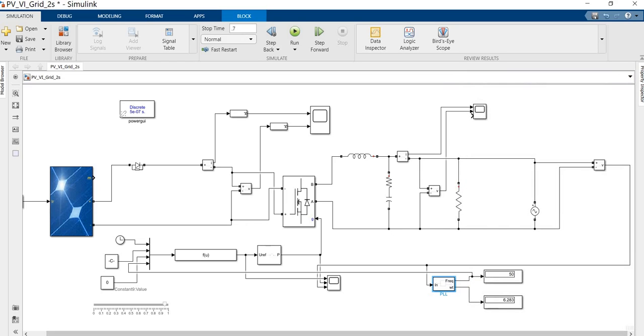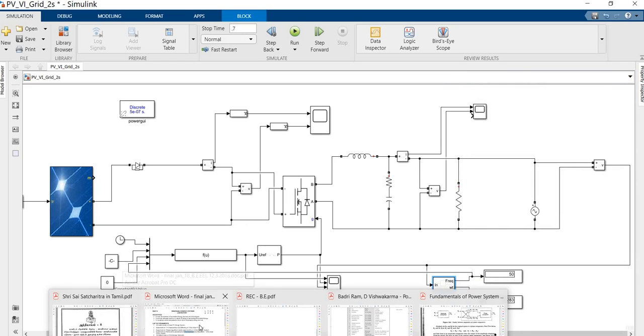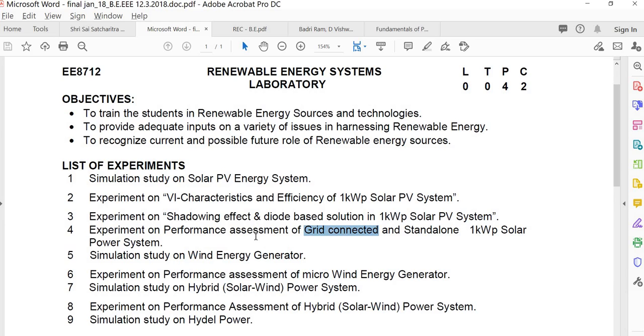So that is the experiment. Now both experiments are completed, the experiment on performance assessment of grid connected and standalone 1 kilowatt peak power system, right? Okay.